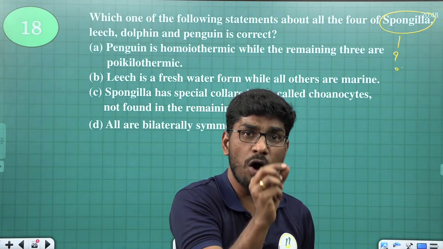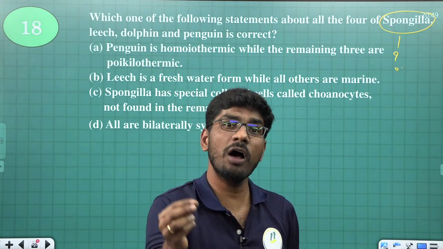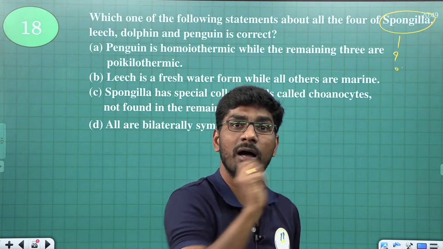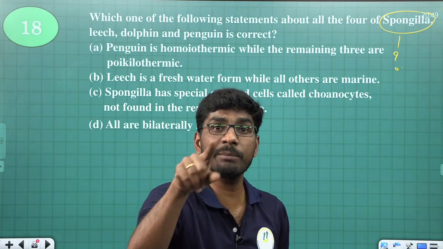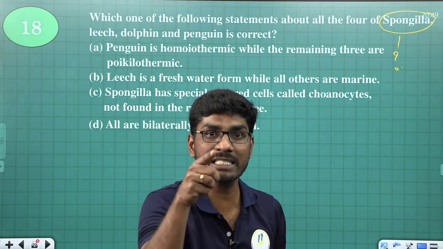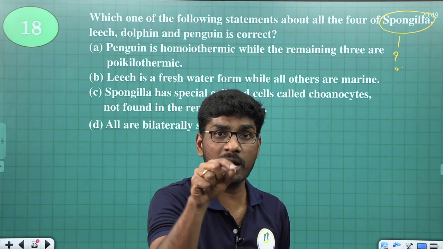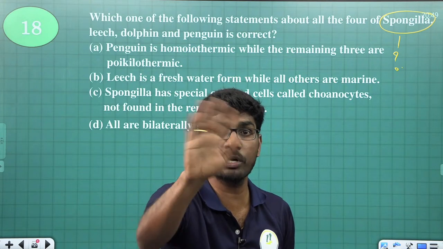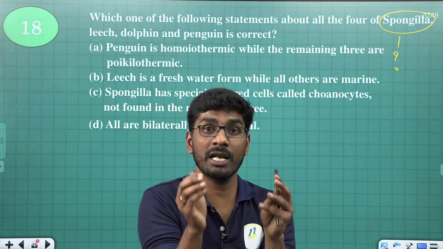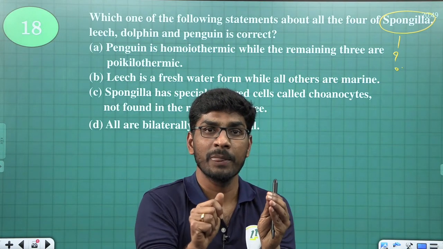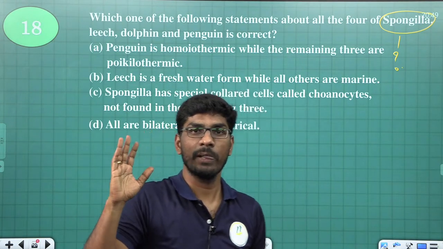Keep in mind, in the exam, if a question says all poriferans are marine, it is a wrong statement. All mammals are viviparous: wrong, Ornithorhynchus is an egg-laying mammal. All reptiles have a three-chambered heart: wrong, crocodile has a four-chambered heart. Exceptions are there. All chordates are vertebrates: no, urochordates and cephalochordates are not vertebrates. So try to understand and read the question carefully. There are exceptions. In Cnidaria also, all are not marine. Hydra is freshwater. You got my point?